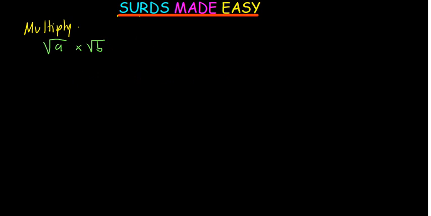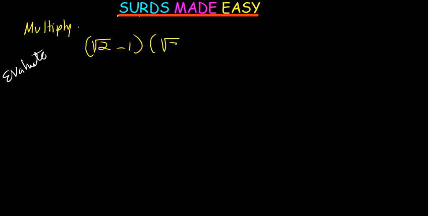So let's see how we will simplify something. So evaluate. When you've got square root of 2 minus 1 multiplied by square root of 3 plus 2 square root of 2. Let's work this one out.